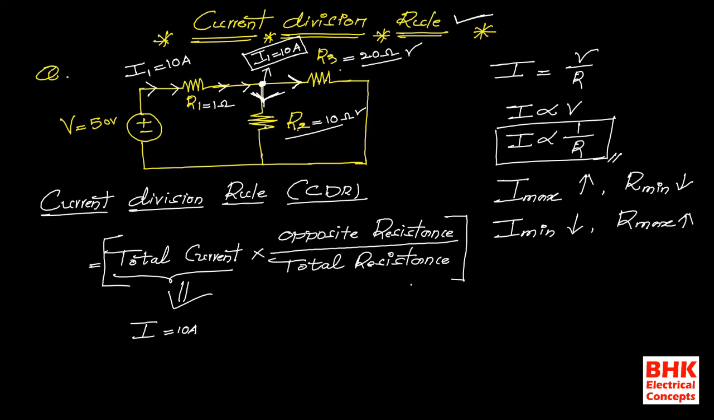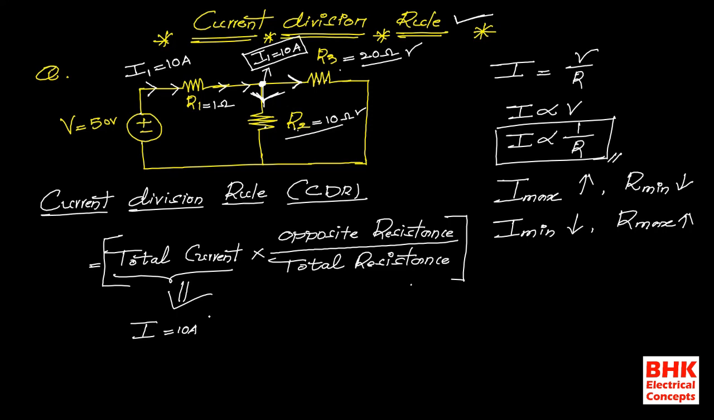If we are calculating the value of current which is divided and flowing in R2, the opposite resistance is always R3. If we are calculating the value of current flowing in R3, the opposite resistance is always R2. With the help of this, we substitute the value of opposite resistance. But what is the value of total resistance here? Total resistance means, in however many branches the current is dividing from this junction point, we need to consider all those resistances and directly add them.